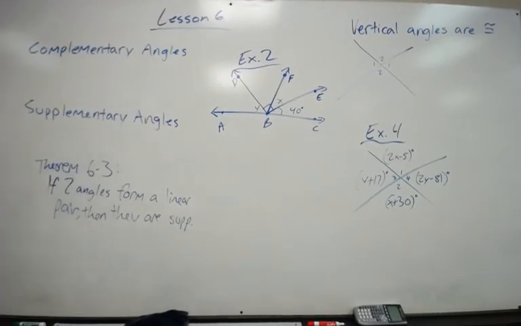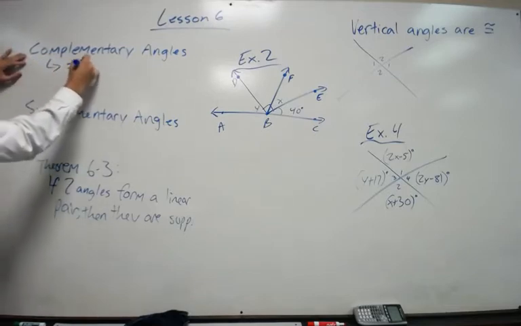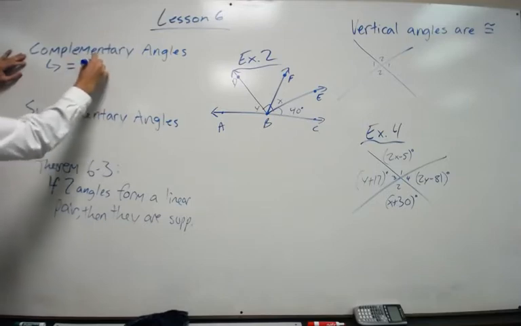Let's go ahead and look at lesson 6 in geometry, talking about identifying pairs of angles. So there's two different types we're going to talk about. And to start, complementary and supplementary. Complementary angles equal 90 degrees. They equal a right angle.